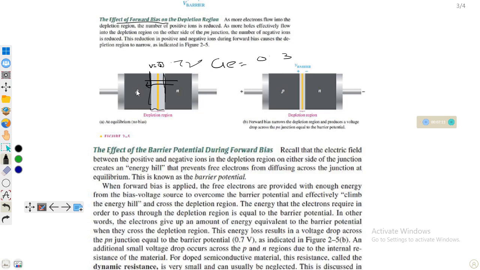Here we have discussed that the energy loss results in a voltage drop across the PN junction equal to 0.7 volt, and similarly an additional small voltage drop across the P and N regions due to the internal resistance of the material.